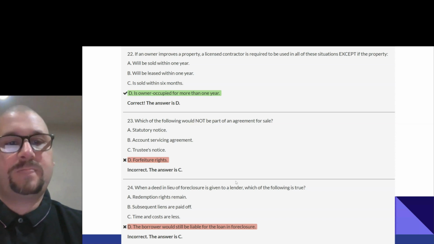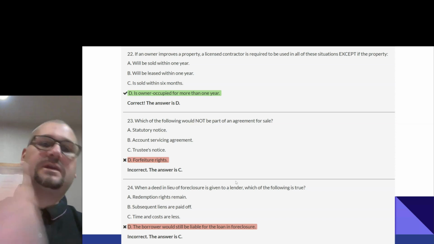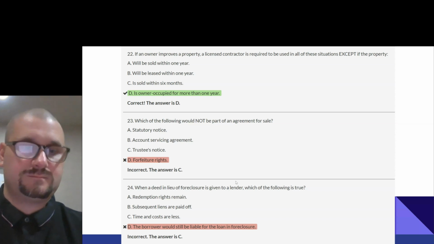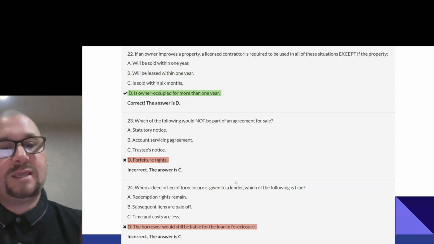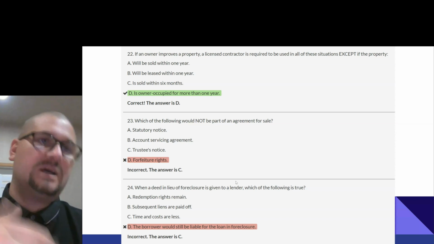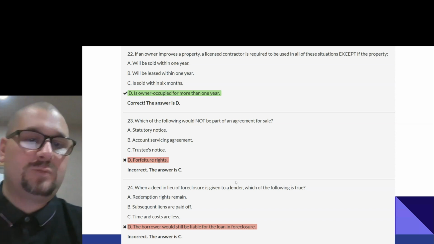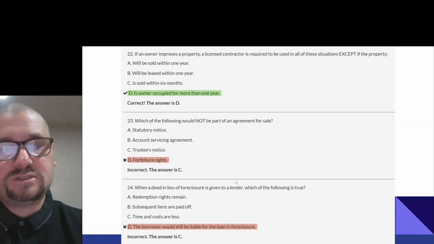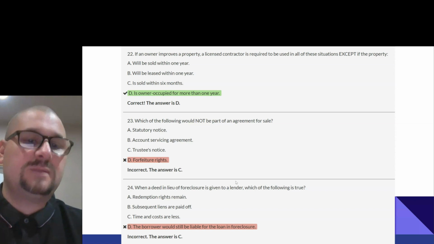Trustee's notice, no. When a deed in lieu of foreclosure is given to a lender, which of the following is true? C, Charlie, time and costs are less. Redemption rights remain? No. Subsequent liens are paid off? No. The borrower would still be liable for the loan in foreclosure? No. It's time and costs are less.